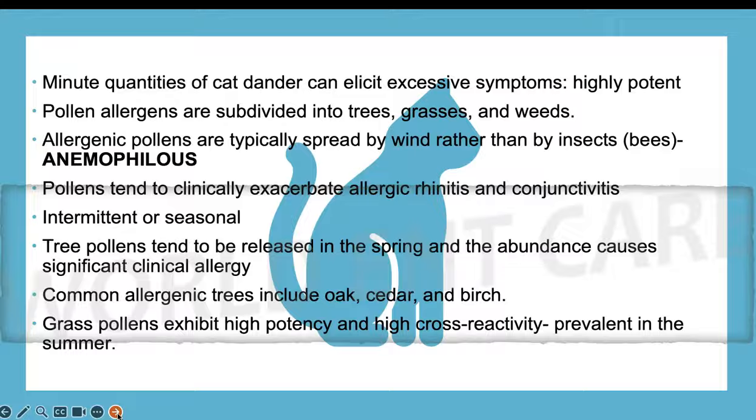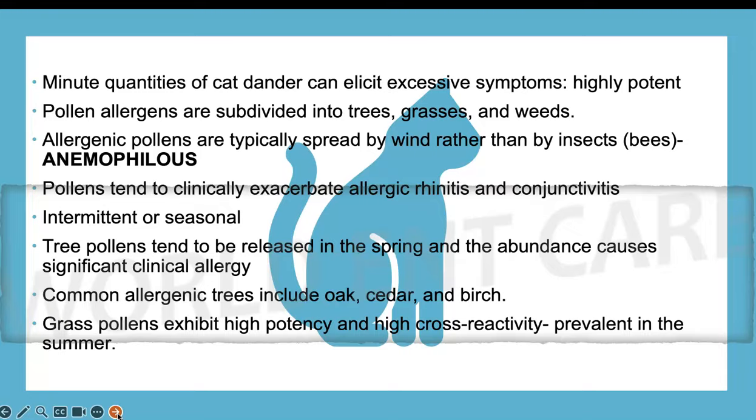If we talk about pollen allergens, they are subdivided into trees, grasses, and weeds. Allergenic pollens are typically spread by wind rather than by insects, such as bees, and they are called anemophilous.